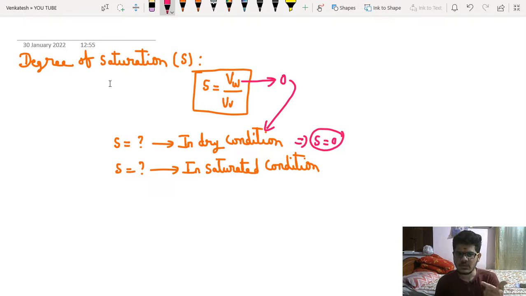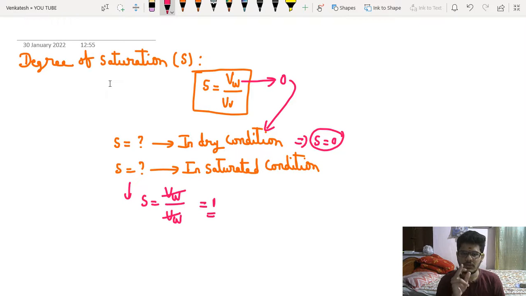But what happens in saturated condition? Saturated condition means all the voids present in the soil are completely filled by water. So the numerator is volume of water, and the denominator, volume of voids, is also filled by water, so it is also equal to volume of water. So it's equal to 1. So the degree of saturation, the ratio of volume of water to the volume of voids, is S equal to 0 in dry condition and S equal to 1 in saturated condition.